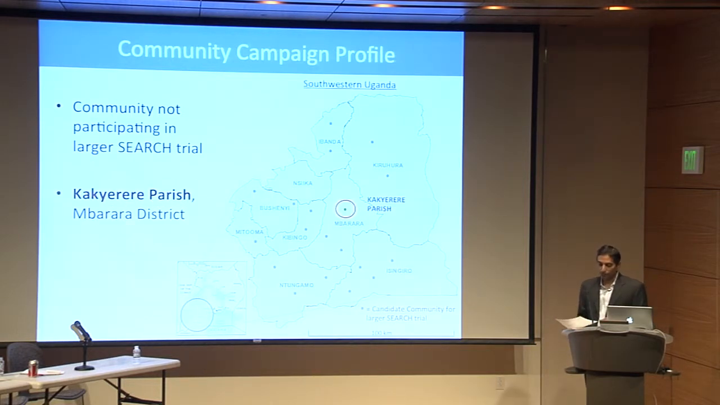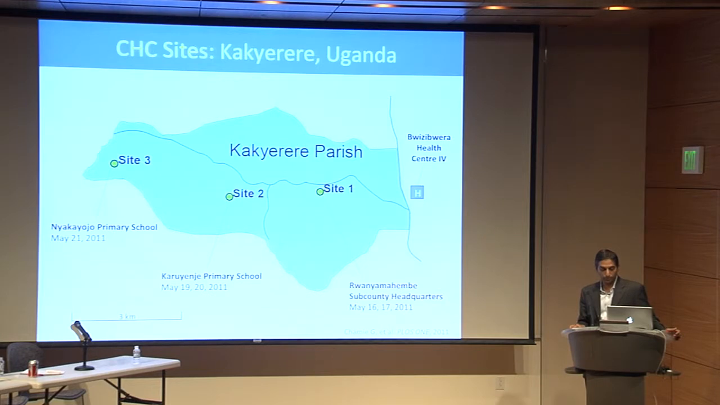The campaign was in southwestern Uganda in the Mbarara district in a geographic parish called Kachurere. This has a target population of about 6,300 persons, according to the Ugandan Bureau of Statistics. And importantly, this was a community that was not going to be part of the larger SEARCH study which our group is involved in. It's a cluster randomized trial.